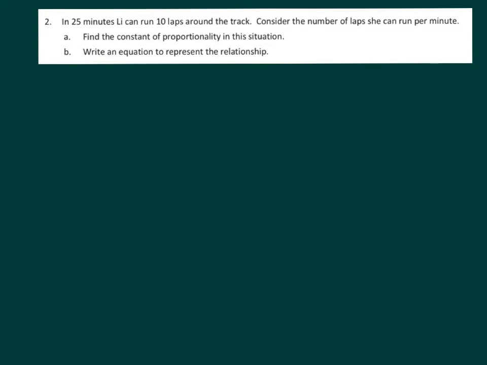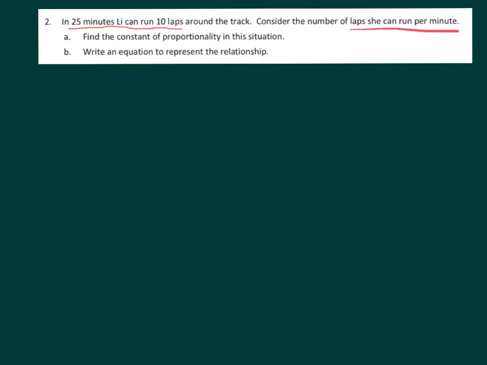Okay, number 2. In 25 minutes, Lee can run 10 laps around the track. Consider the number of laps she can run per minute. A. Find the constant of proportionality in this situation. B. Write an equation to represent the relationship. Okay, so 25 minutes for 10 laps, and the question already gave you a hint. Consider the number of laps she could run per minute.